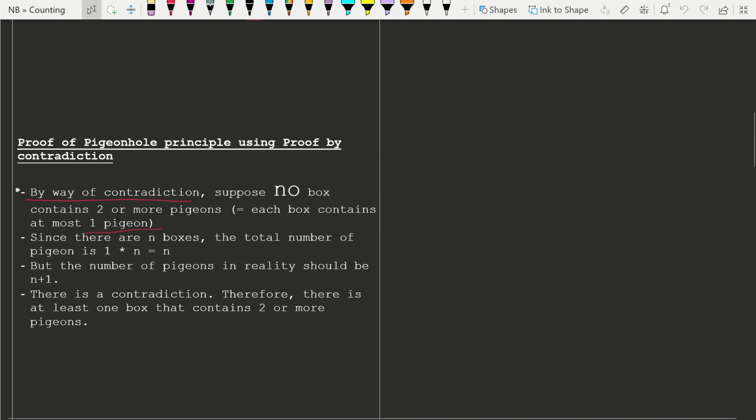And since there are n boxes, the total number of pigeons is 1 times n equals n. However, the number of pigeons in reality, in fact, should be n plus 1. There is a contradiction. Therefore, there is at least one box that contains 2 or more pigeons.